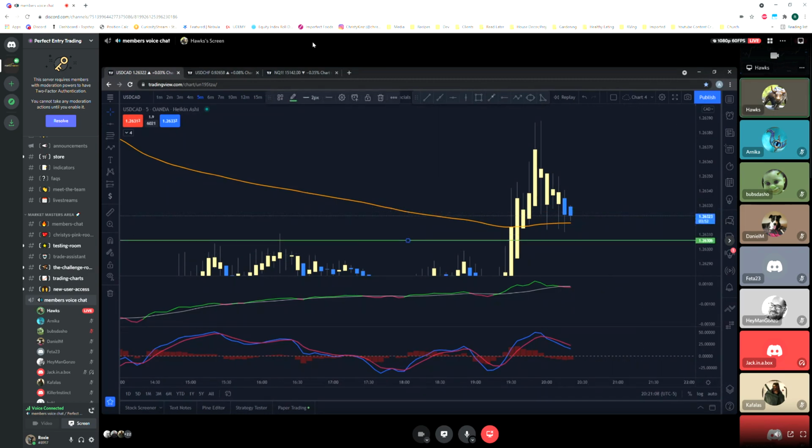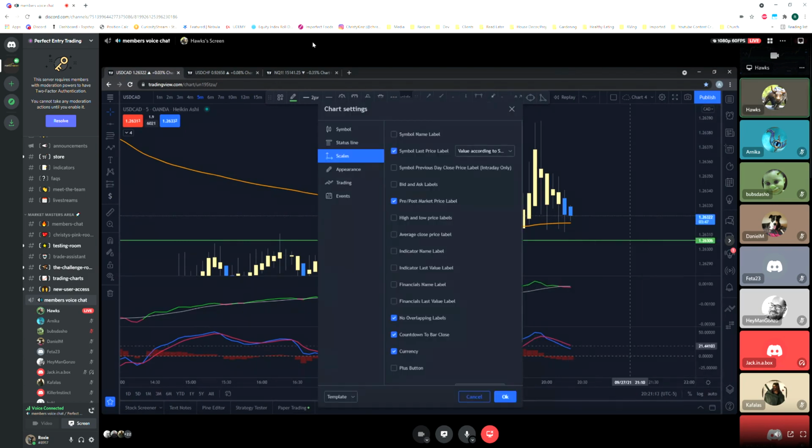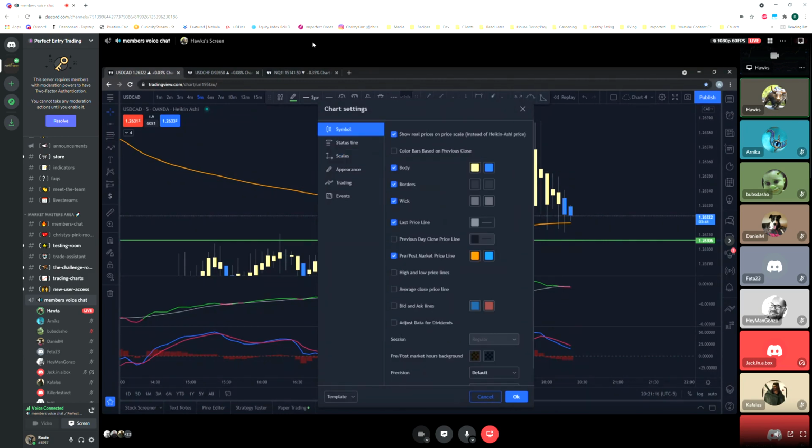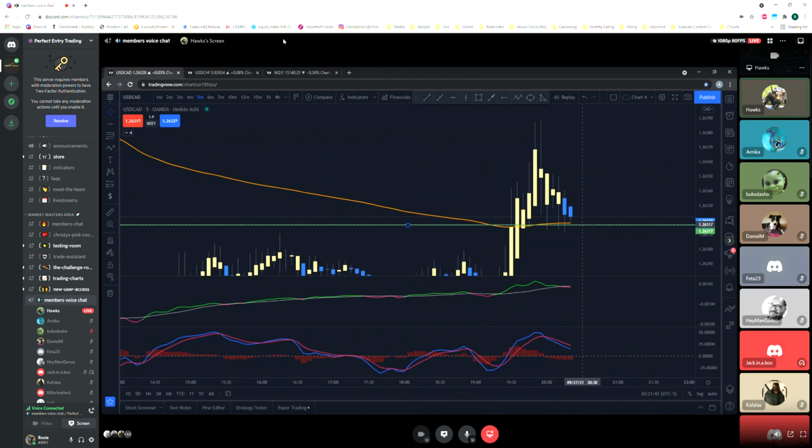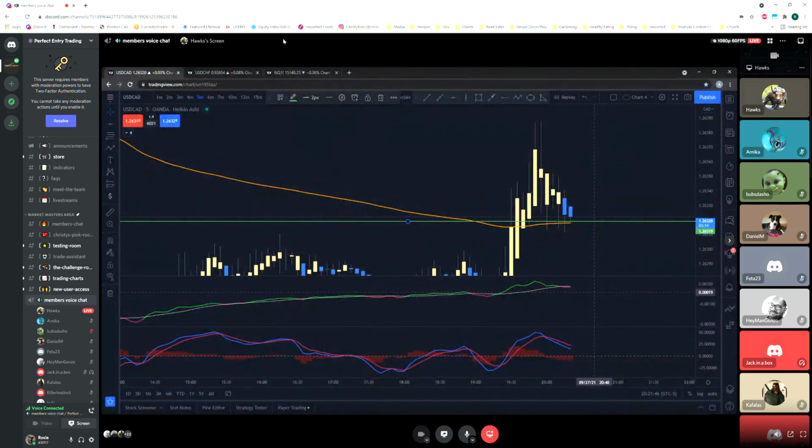There's a setting in here that lets you show the actual price. If you go to your symbol and check this, show real prices on the price scale instead of the Heikin-Ashi price, this right here is the actual price of the traditional candle, but it's shown on the Heikin-Ashi. So right now the dotted line is on the body of the candle, but price is actually where this green line is. That's the actual price of where it's currently at.